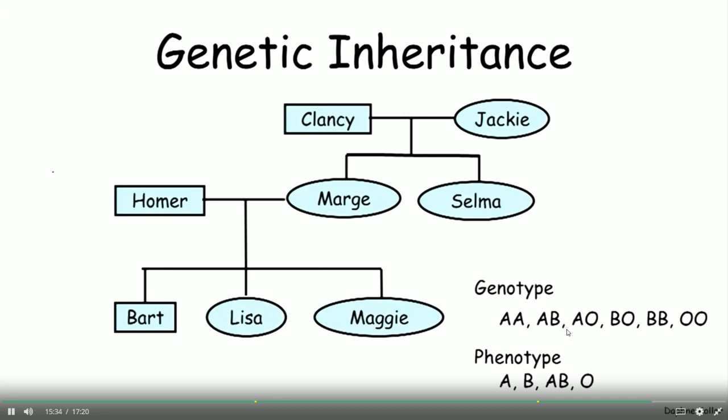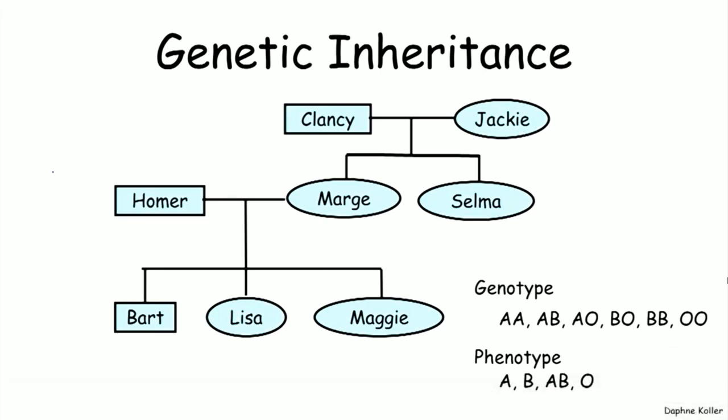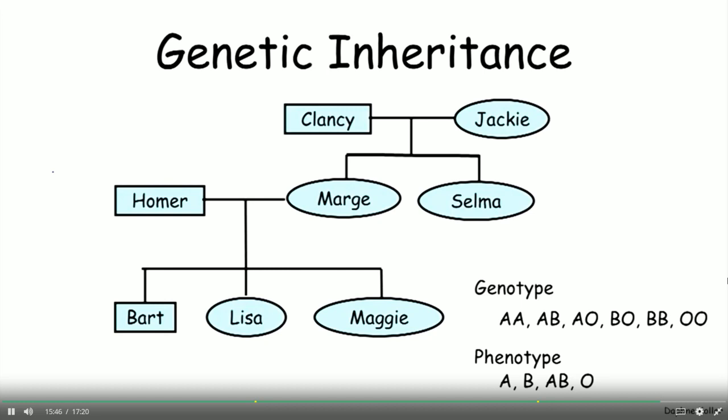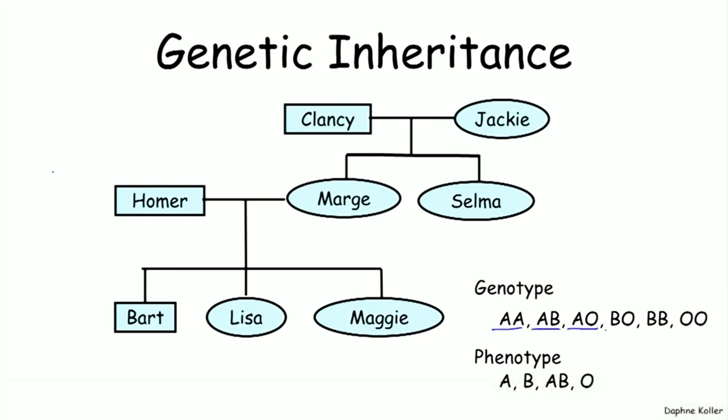So we have either the A value, the B value, or the O value. These are familiar to many of you from blood types, which is what we're modeling here. And so the total number of genotypes that we have is listed over here. We have the AA genotype, AB, AO, BO, BB, and OO. So we have a total of 6 distinct genotypes.